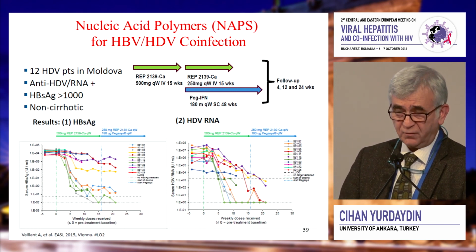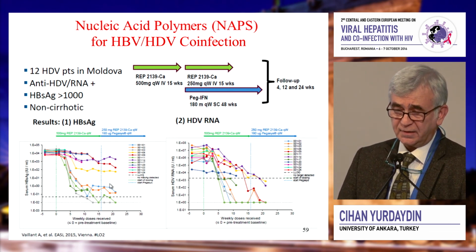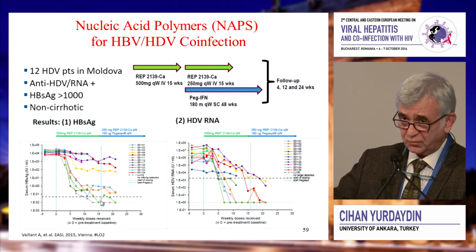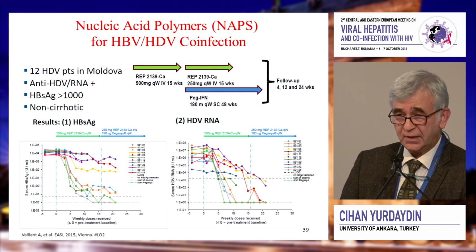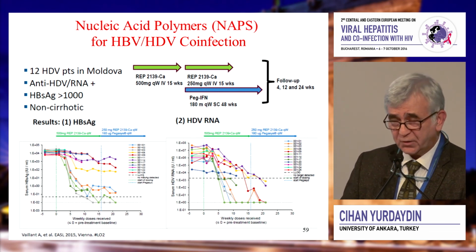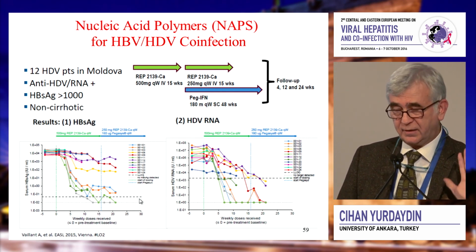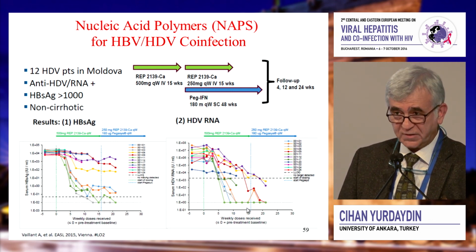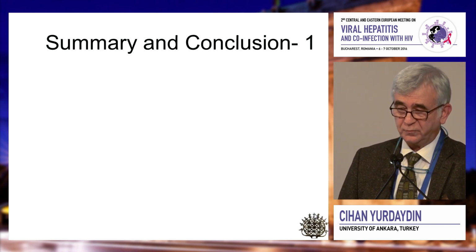Similar data have now been generated also from Moldova, and they say, when asked, that those patients who developed surface antigen negativity with 12 weeks of treatment remain negative. But the question is, if you have that super result, why don't you publish that? We have to wait and see. HDV RNA, similarly, shows a very robust decline. So nucleic acid polymers are something we have to follow.